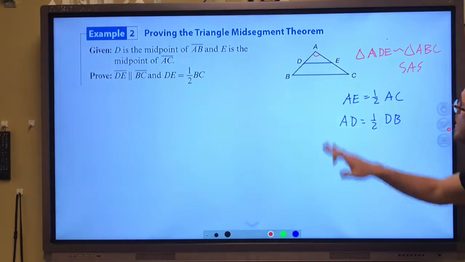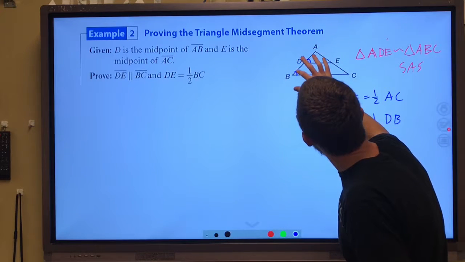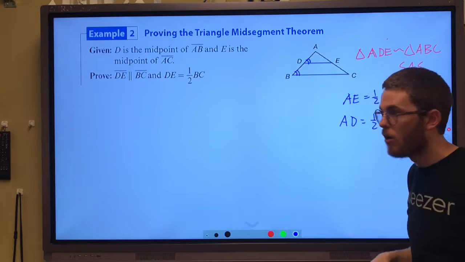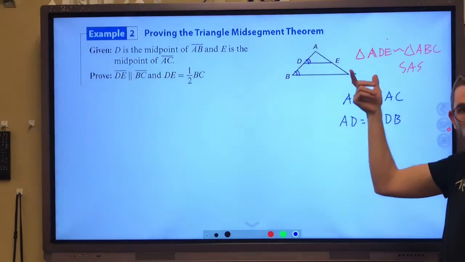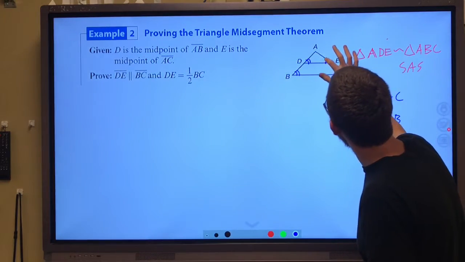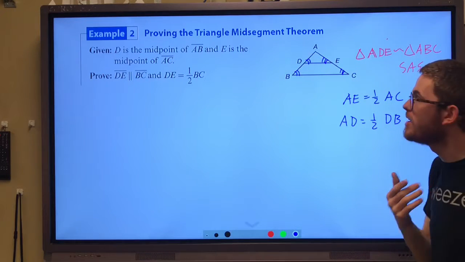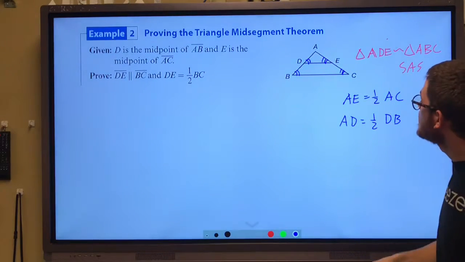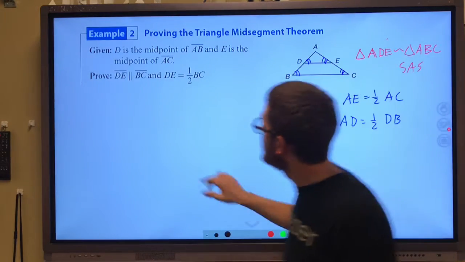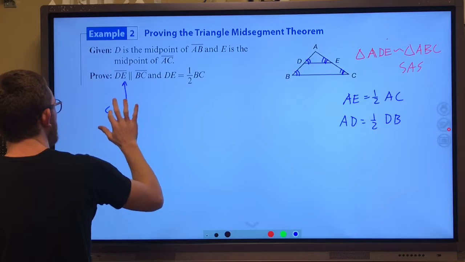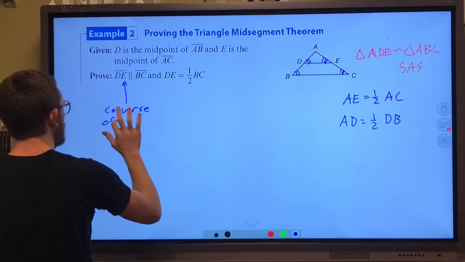So then we could say that these corresponding angles right there, those are corresponding angles in the two triangles that are similar, so those must be congruent. Those two angles must be congruent. So what then can we say? We can say that those two lines are parallel by the converse of corresponding angles.